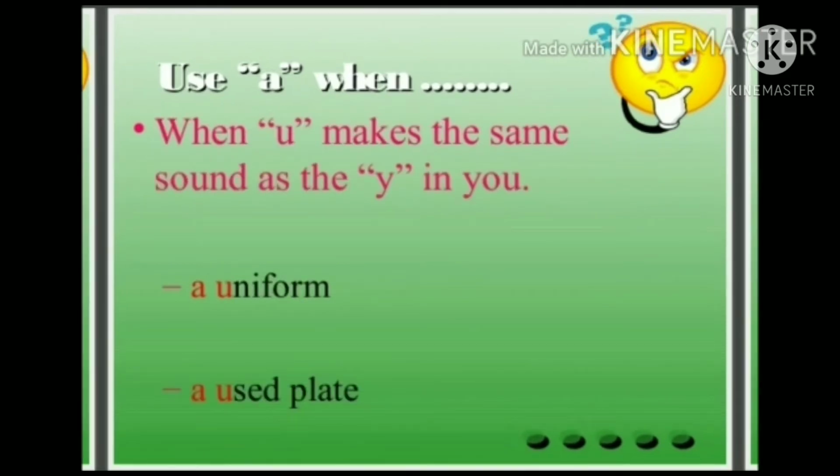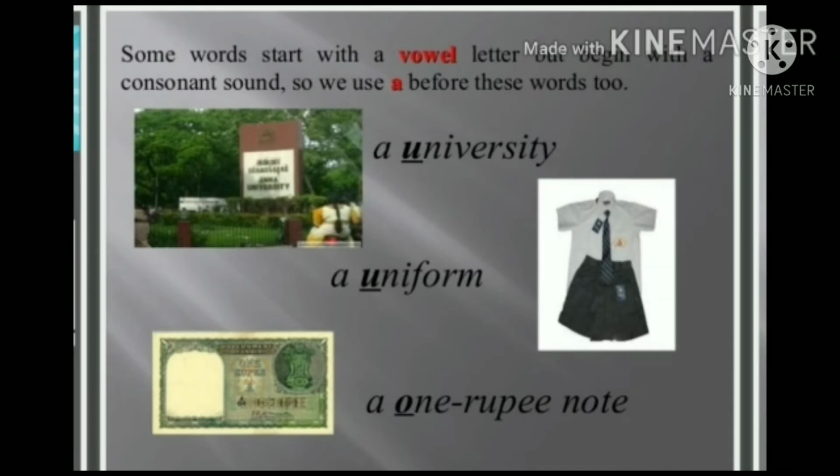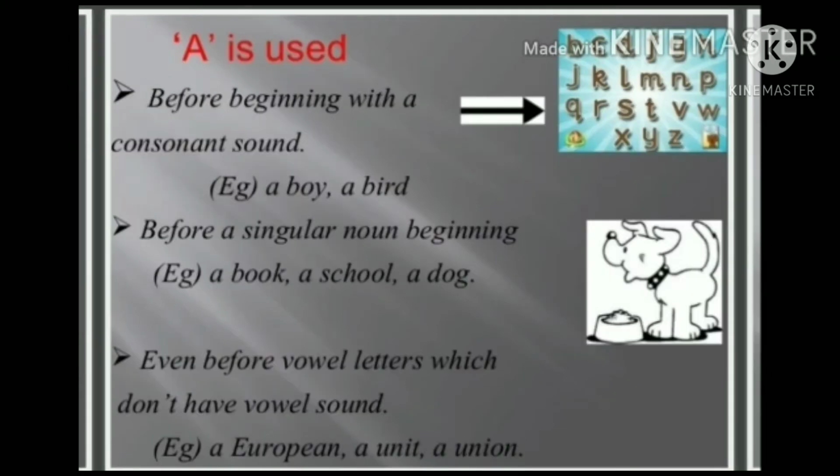Coming to the second one, when U makes the same sound as Y in U. For example, uniform and used plate. Again you can listen to the sound U, that is Y. That's why we are using a before it. For the other examples, you can see a university, a uniform, a 1 rupee note. Now here we can conclude where we use a, that is before a word beginning with a consonant sound, before a singular noun, and third, even before vowel letters which don't have a vowel sound.